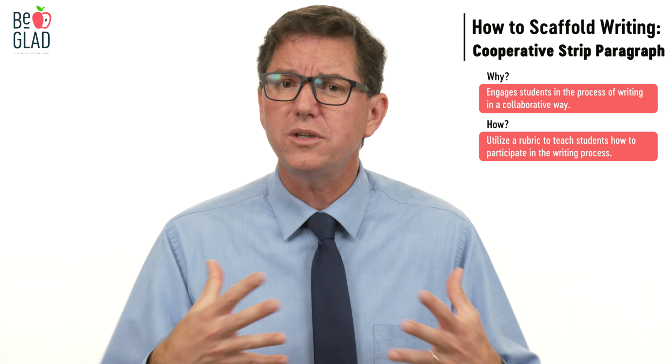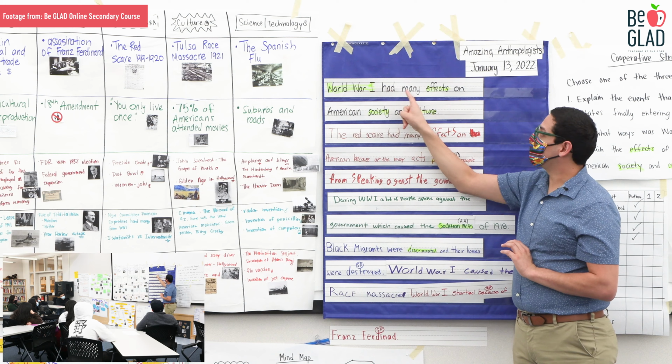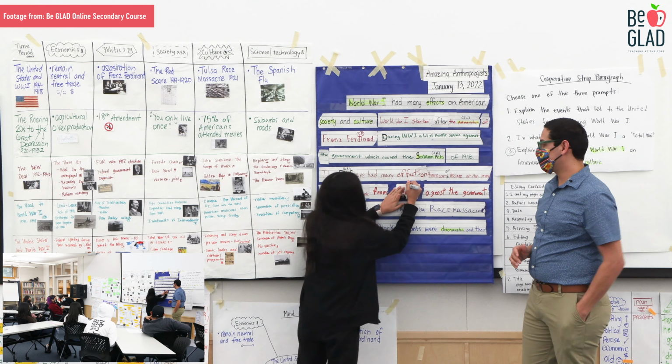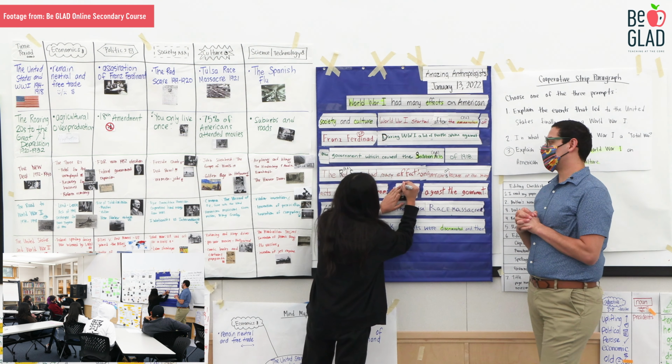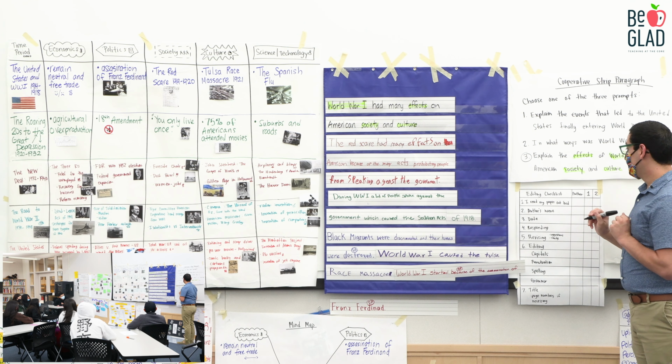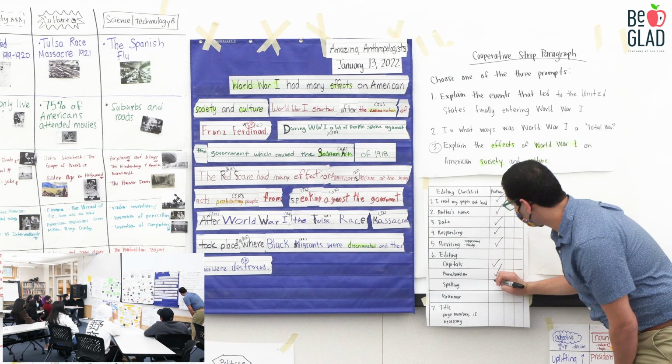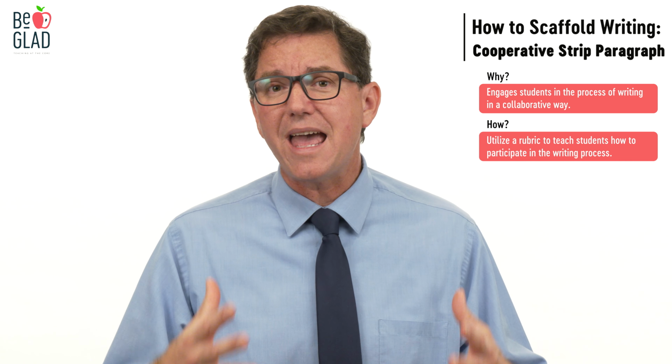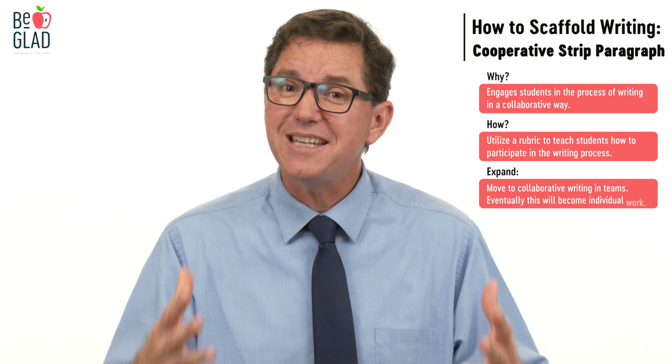use a rubric to engage in the writing process. As they read, respond, revise, and edit the paragraph that they've created collaboratively, we can refer back to the rubric and see how we can improve that collaborative writing piece. Students can then move to collaborative writing in teams.